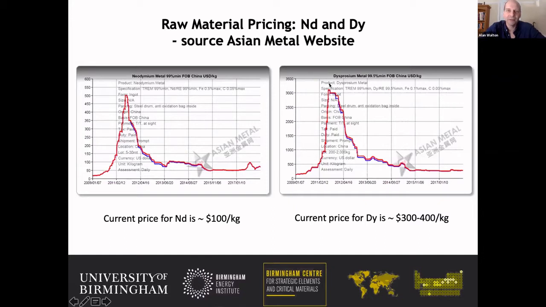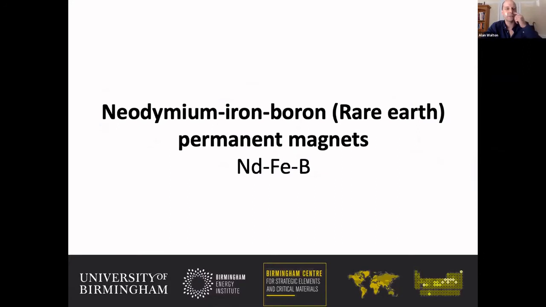Same for dysprosium, that jumped enormously. It was up at about $3,000 per kilo. And that had huge implications globally. Obama was giving speeches on these materials. Trump has done an awful lot of work on these materials before he left office. And Joe Biden's just written a resolution around these critical elements as well, and about access. And I'll explain why people are so worried when I go through the applications. So if I move on, I'm going to talk specifically about neodymium iron boron magnets and what they're used for.